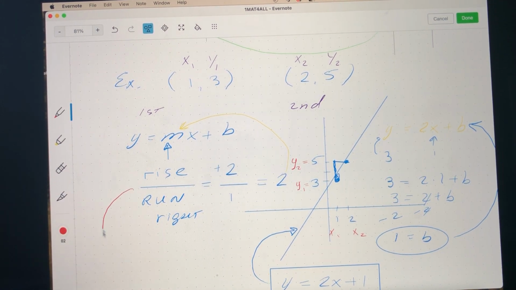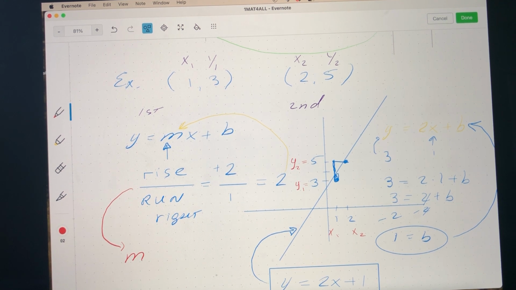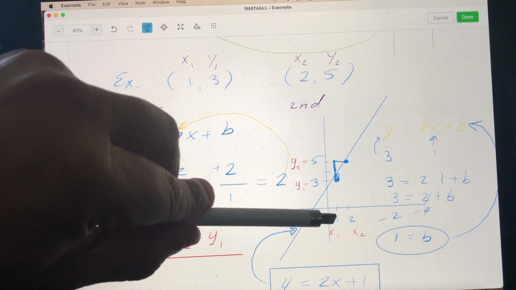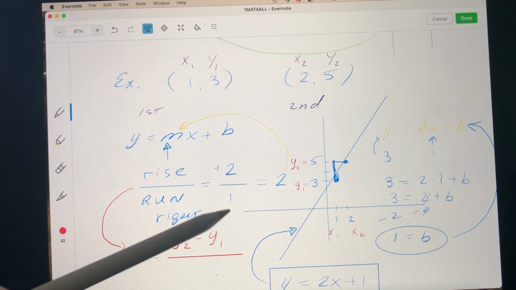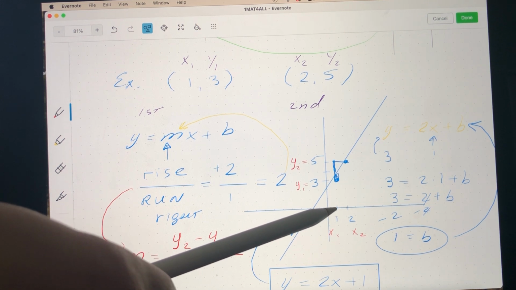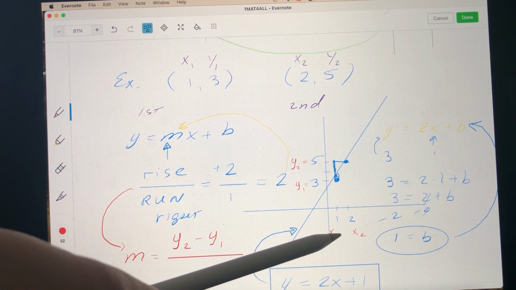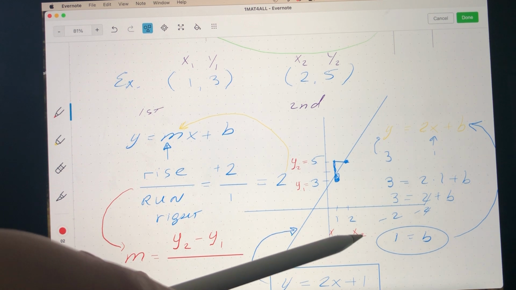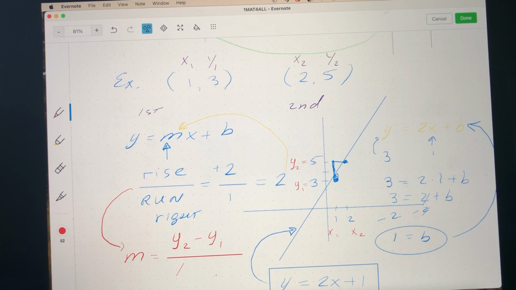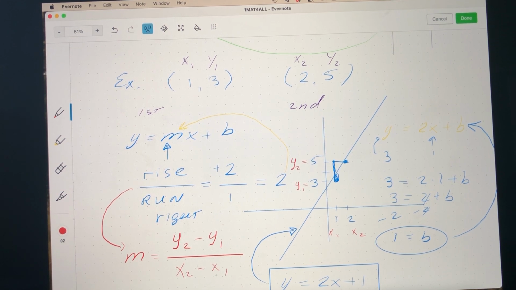So I can rewrite my slope as y2 minus y1. That will tell me the rise. That'll count how far up or down I must go. Now, the run was 1, and we got it by counting how far over we have to go using x2 and x1. Well, 2 minus 1 is 1, so if I take x2 minus x1, I will end up with my correct answer. So x2 minus x1 will give me the run. And this is my formula. So this is the slope formula.